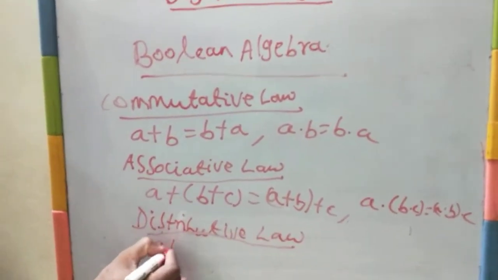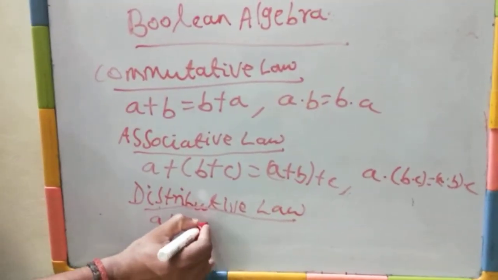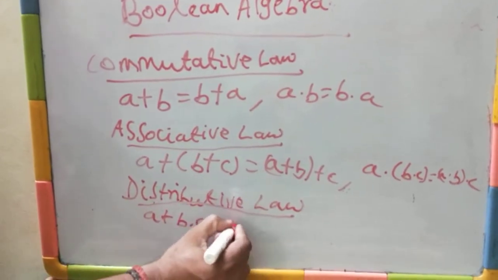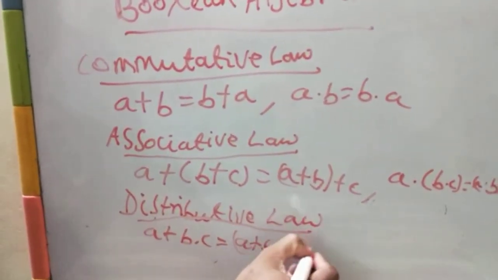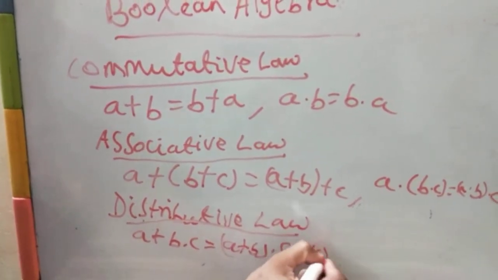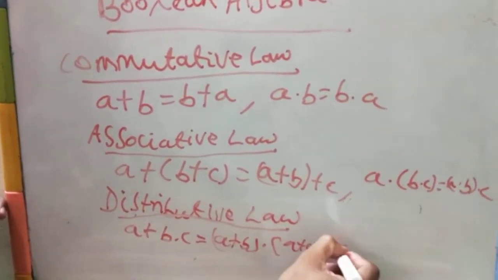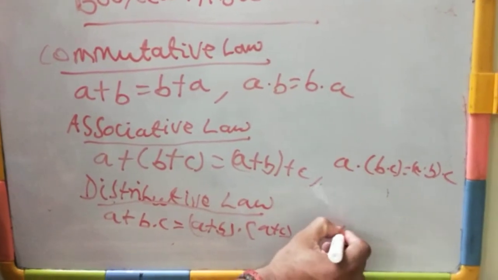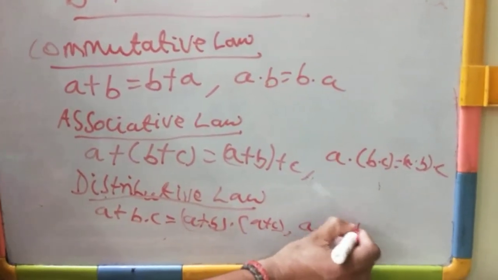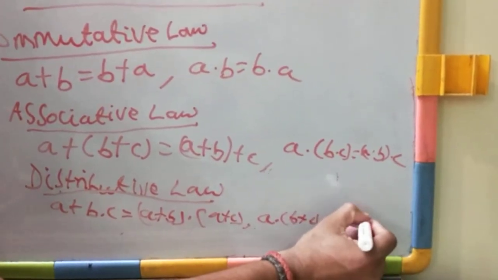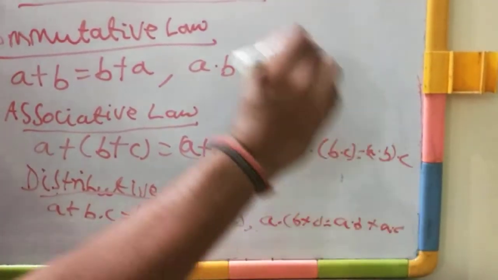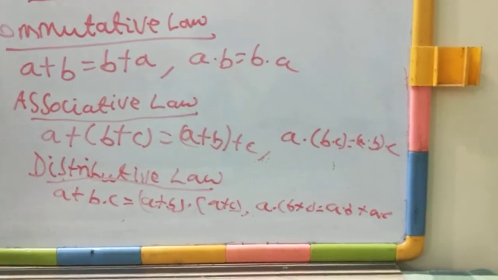That is, (A + B) · C can be written as A · C + B · C. The other form is A · (B + C) equal to A · B + A · C. So the first one is the commutative law.